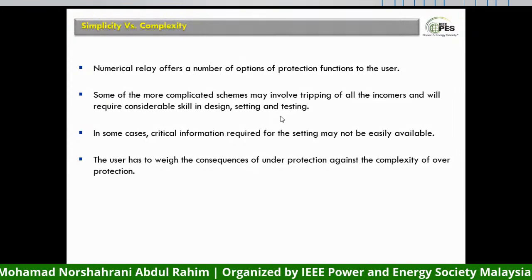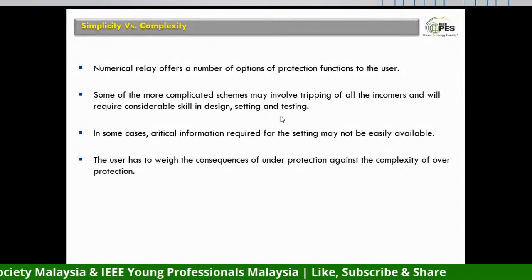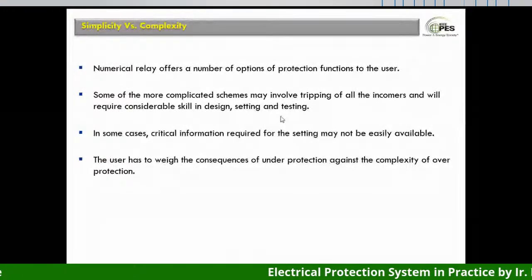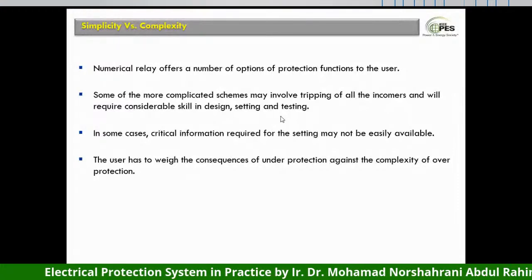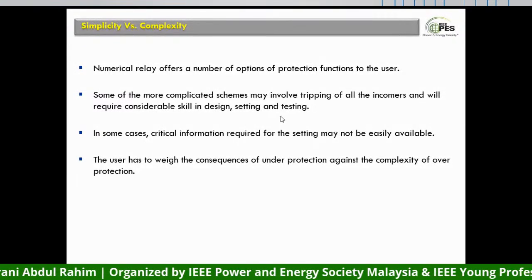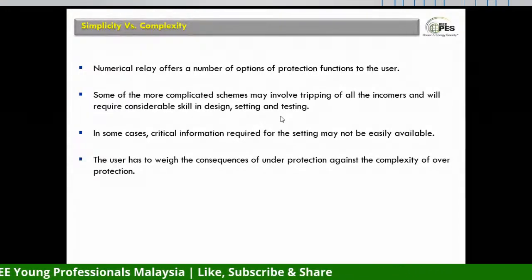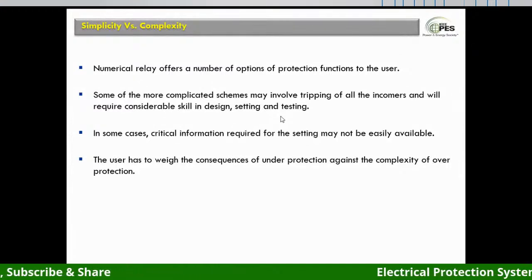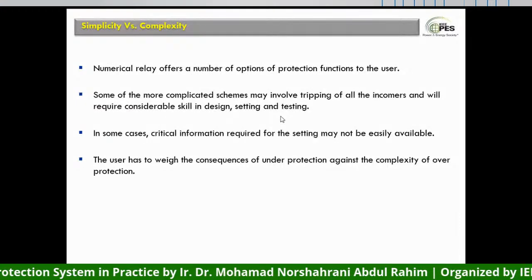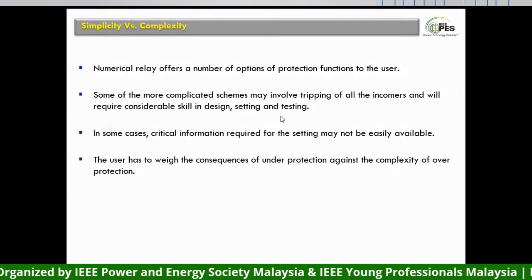Number three, critical information required for the setting might not be easily available. For example, when we get the fault current value to calculate the setting, the transformer data and the cable data, we might not get that information. So we need to consider the previous history, what the settings were and what new load is being connected. Sometimes we just need a good reference on the previous history for us to change the setting value. The last one is the consequence on the complexity of protection. As I told before, we need to consider what system we are protecting, how critical the premises or the equipment are, so that we can set the protection scheme.